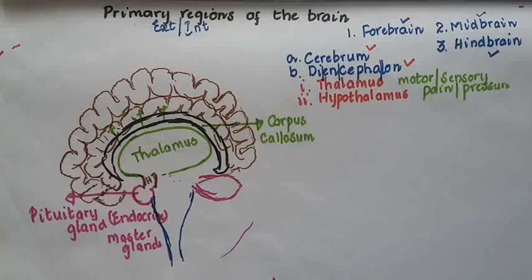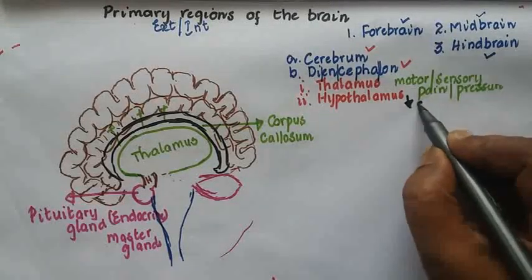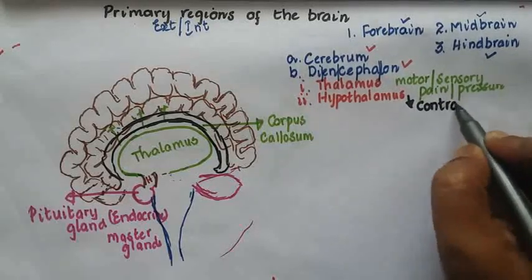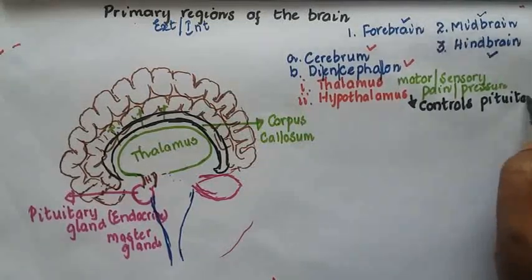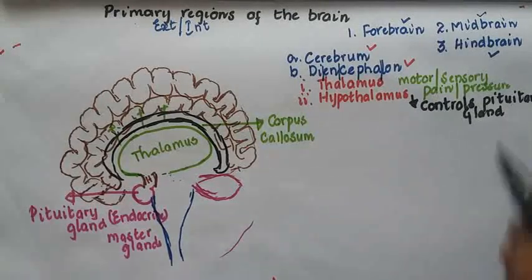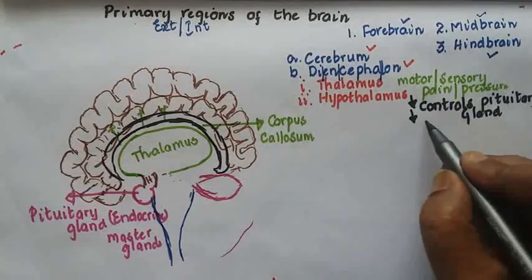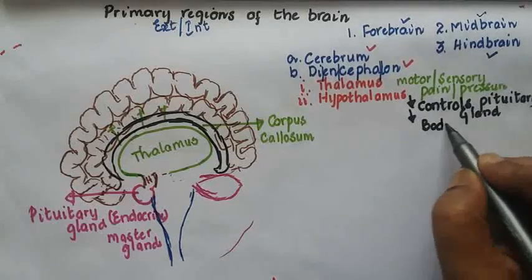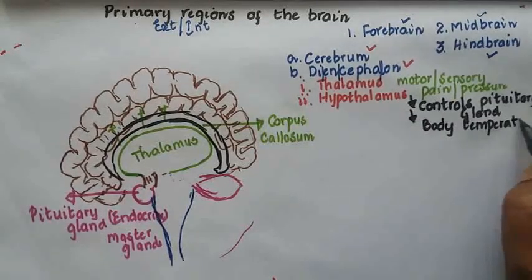So what are the functions of the hypothalamus? In fact, the hypothalamus controls the master gland. So one of the functions of the hypothalamus is to control the pituitary gland. Along with controlling the pituitary gland, the hypothalamus also maintains, or regulates, our body temperature.